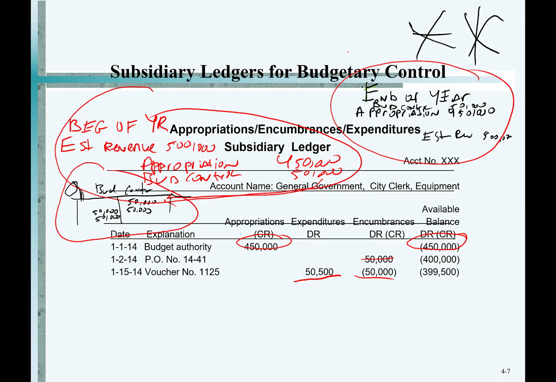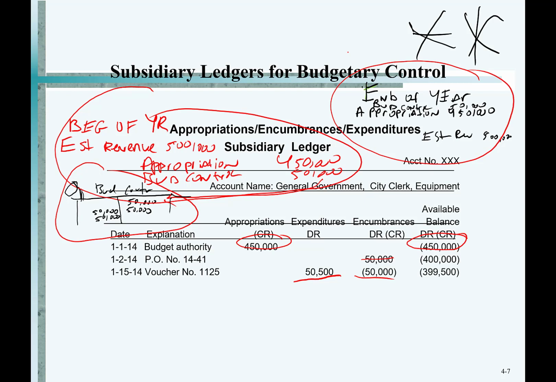Okay? But what we do is we first debit encumbrances, don't we? We debit encumbrances. And when we put that debit encumbrance against our appropriation, we know that we only have $400,000 of budget authority left, right? So if somebody were to run in and say, hey, we want to buy something for $430,000. We got $450,000 in the budget, don't we? Nope. We only have $400,000 left.